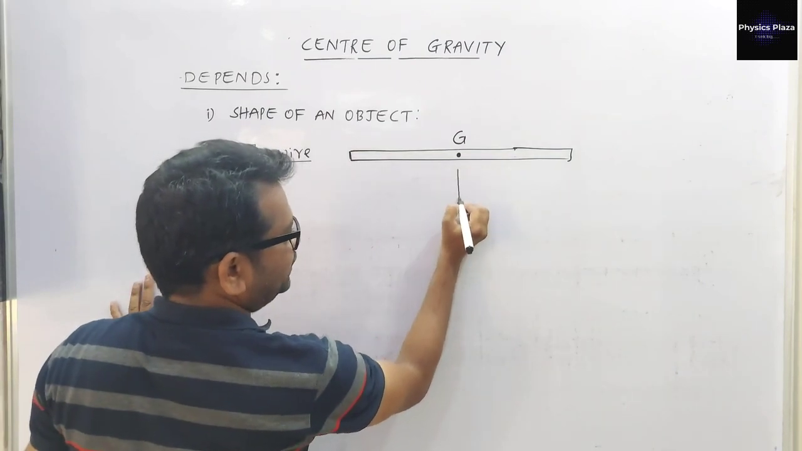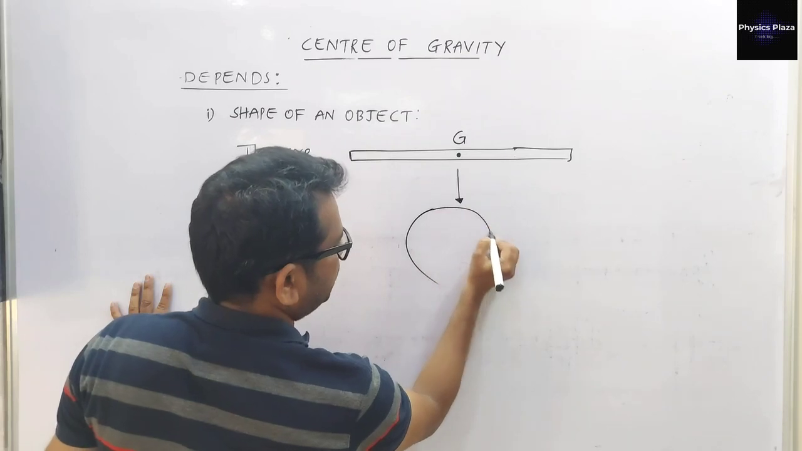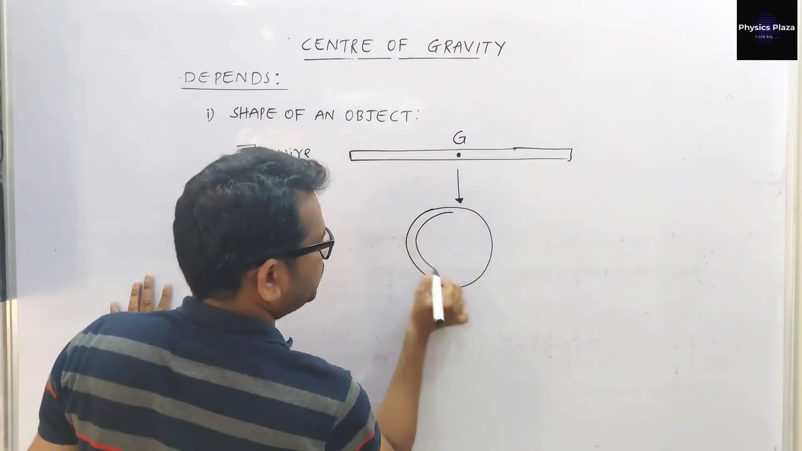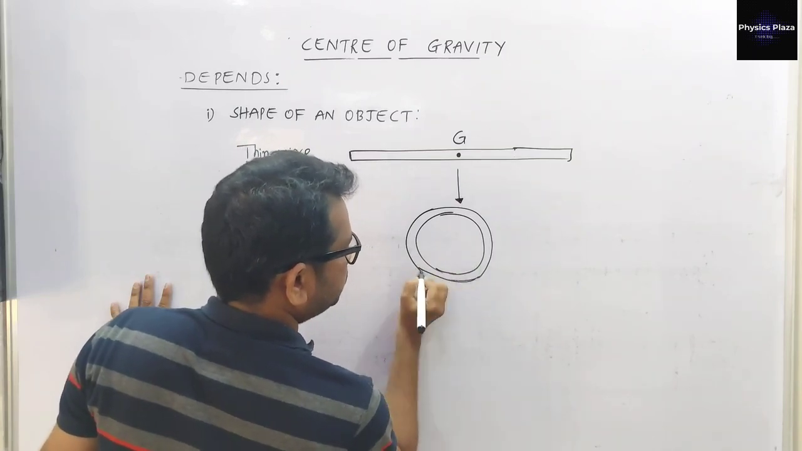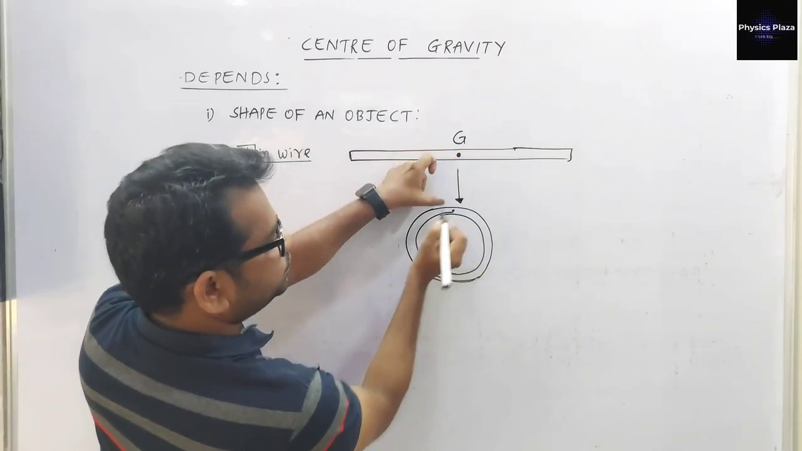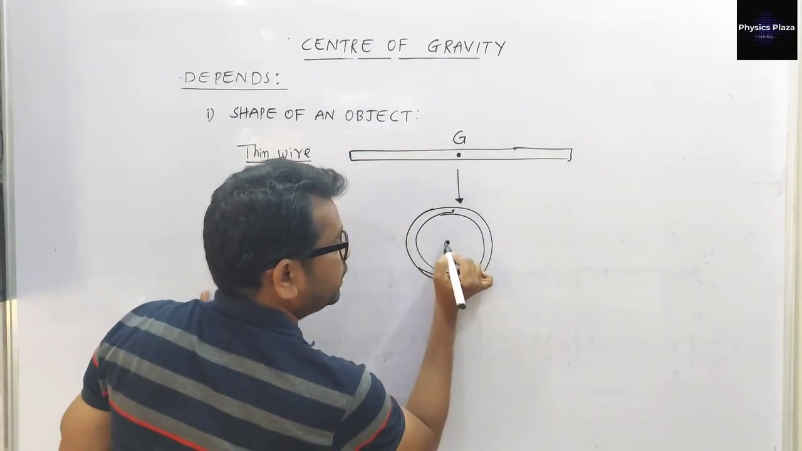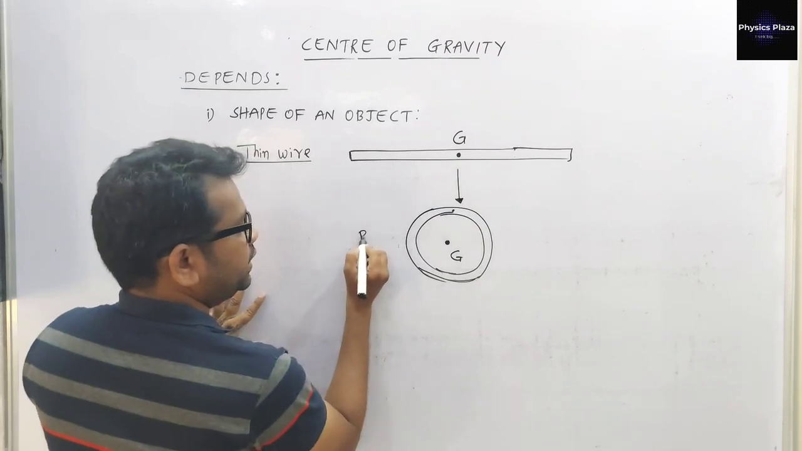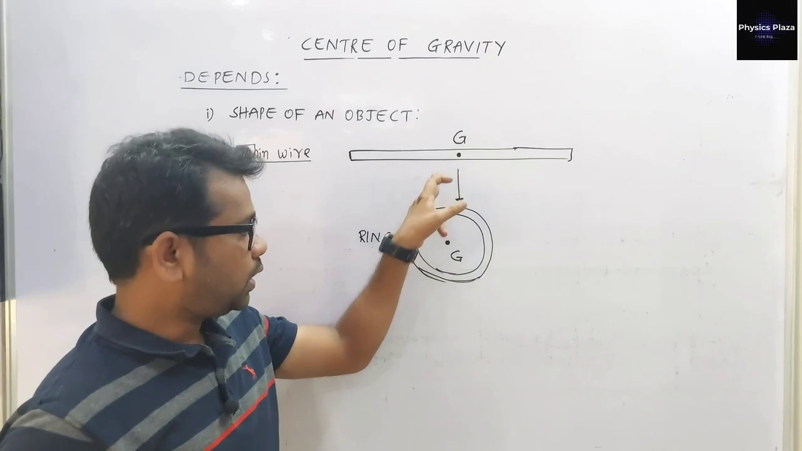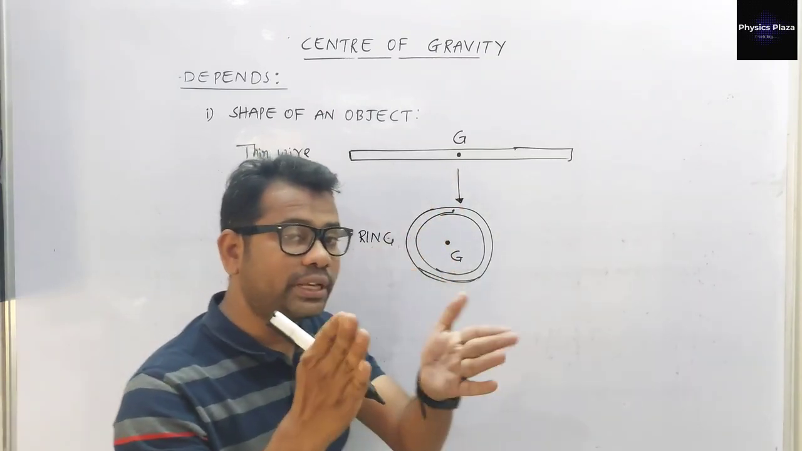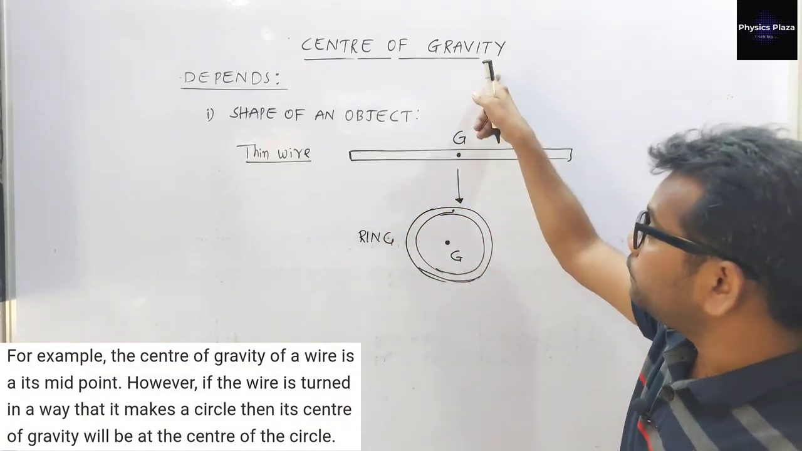For suppose, children, this wire is made in the form of a ring. Before, the center of gravity was somewhere here, within the material. Now, for this ring, where will the center of gravity be situated? Here, children, very, very important. Before it was within the material, now it is outside of its material. What could be the reason? Shape. So, when shape is changed, center of gravity is shifted.